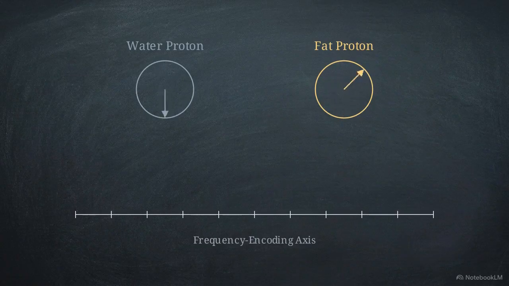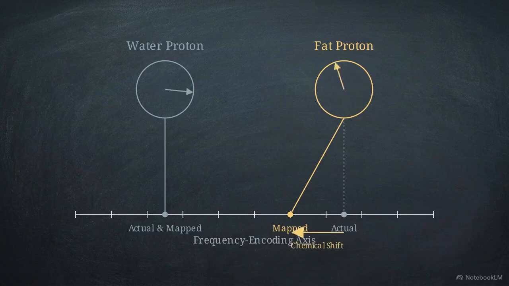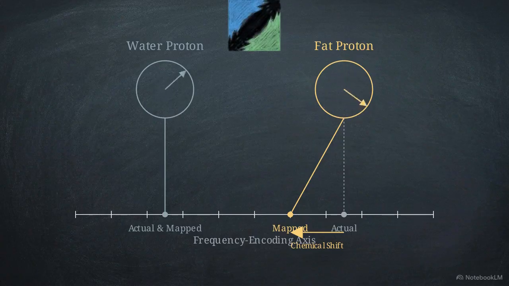The scanner uses precessional frequency to map physical location. Because the fat vector is rotating at a slightly different speed than the water vector, the scanner misinterprets the fat signal. It plots it into an incorrect position along the frequency encoding axis, a phenomenon known as chemical shift. That positional error occurs at macroscopic boundaries.